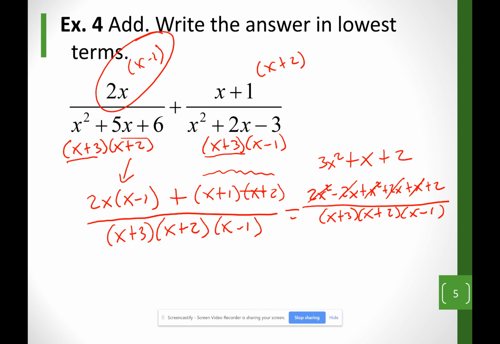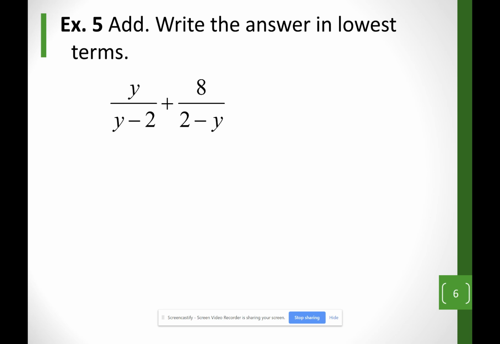Factor it if you can. Now, with this one, we remember we have to split the middle term. I'm thinking of two numbers that multiply to 6 but when I add them equal 1. We can't. All right, so we cannot factor anything. There's nothing we can cancel out. So that's pretty much my answer: 3x squared plus x plus 2 over x plus 3, x plus 2, x minus 1. Right? Simplify if you can, but if we cannot, then we cannot.